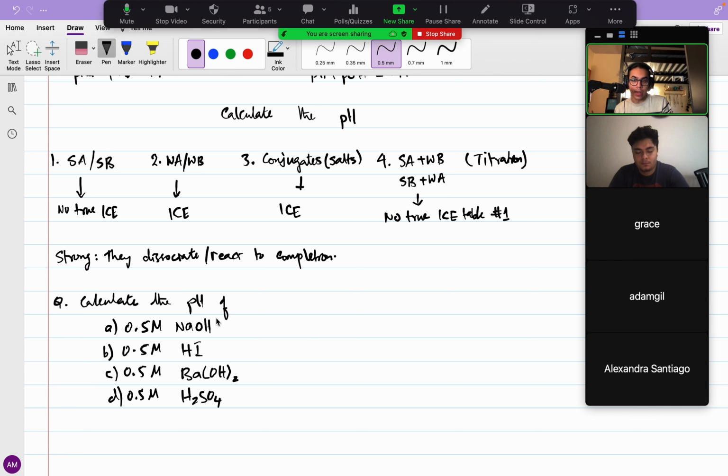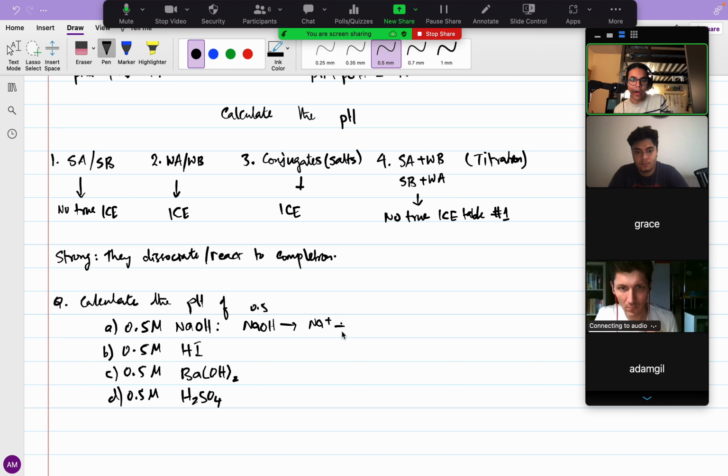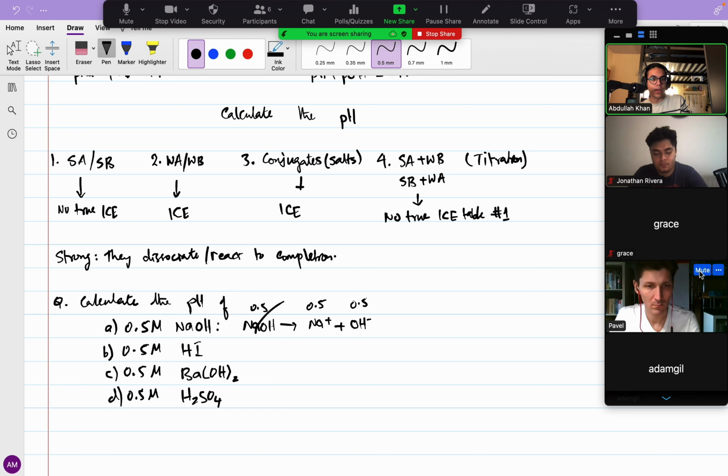Okay, cool. What happens to NaOH? NaOH does its nice thing of fully dissociating. So if you start with 0.5 molar NaOH, all of it will break down into Na plus and OH minus. And that's what you get. We're interested in the concentration of either H plus or OH minus. And here what we have is the concentration of OH minus.